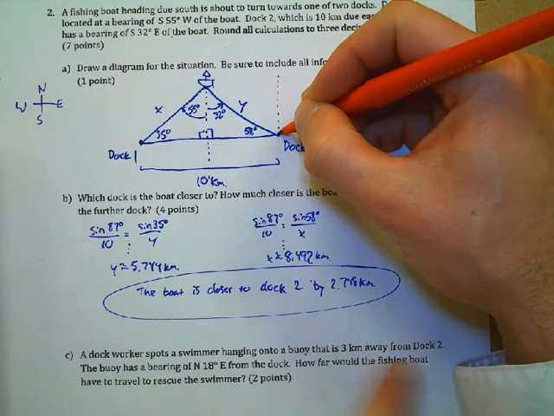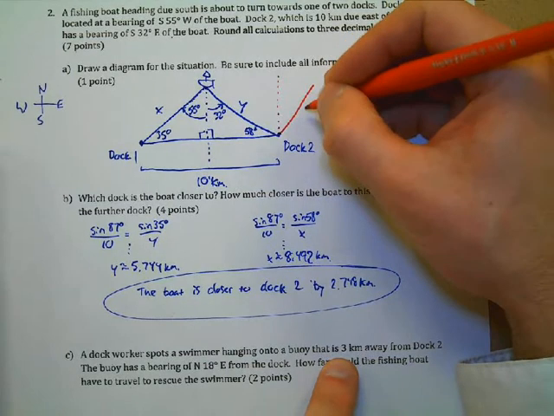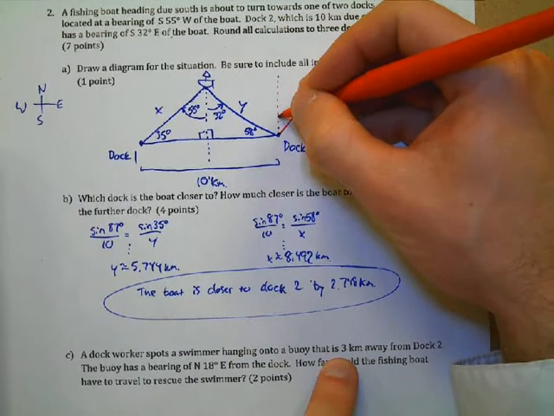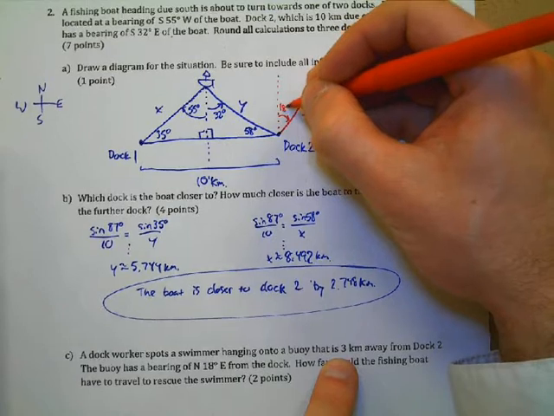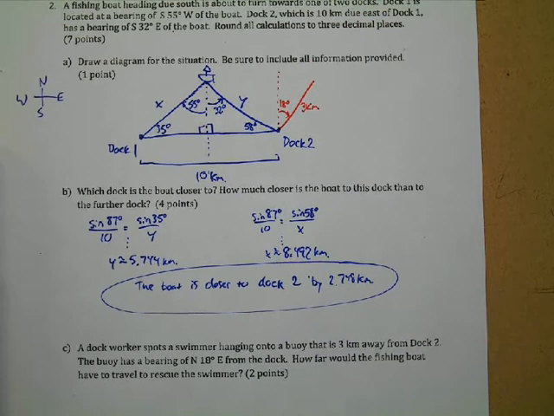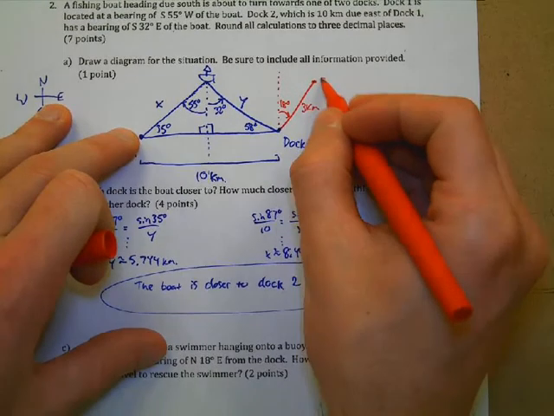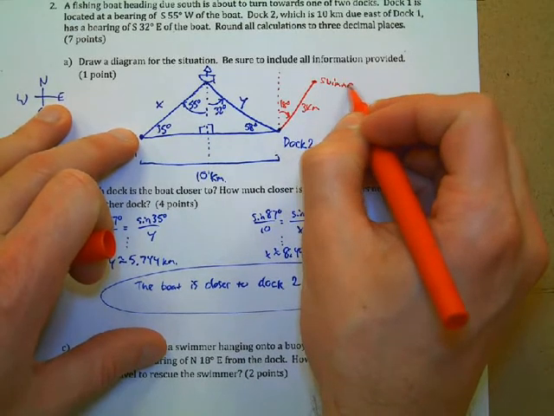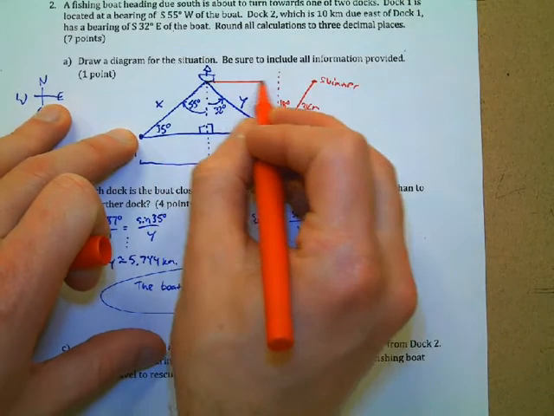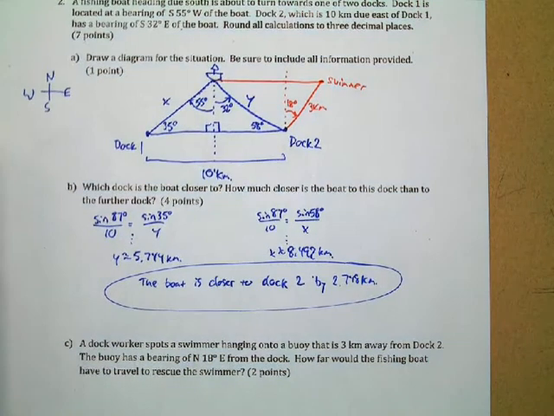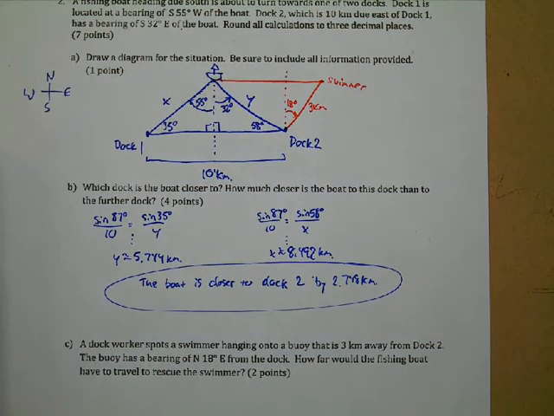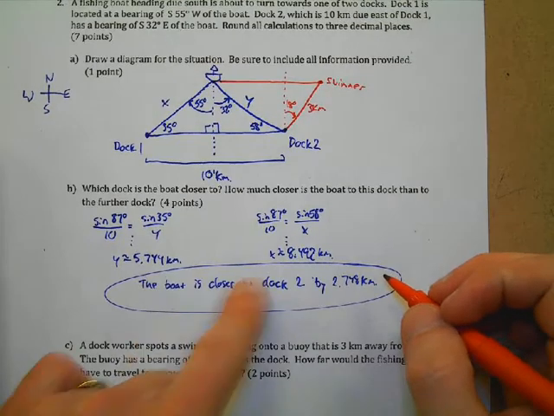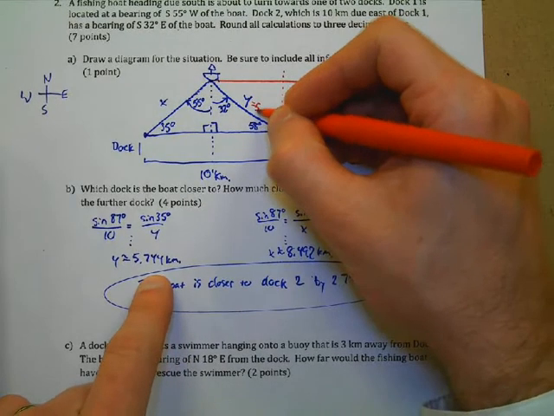How far would the fishing boat have to travel to rescue the swimmer? So here's where the swimmer is. And here the fishing boat, it hasn't moved still. And we know that this y is 5.744. Okay? And so we want to know this distance right here. We want to know that distance right there.